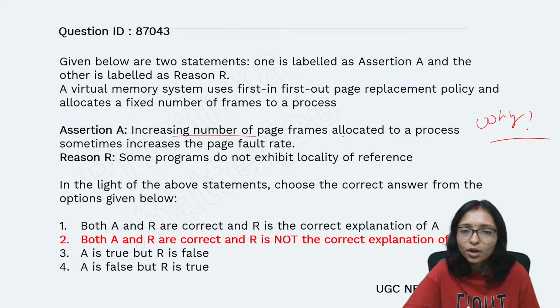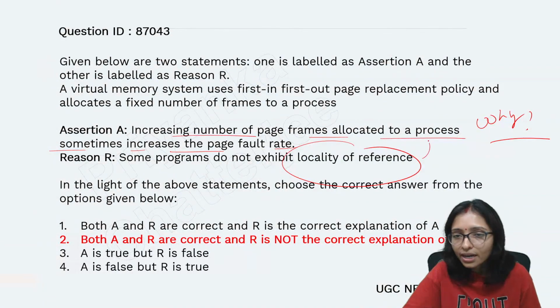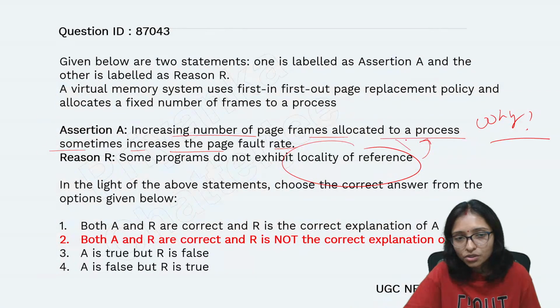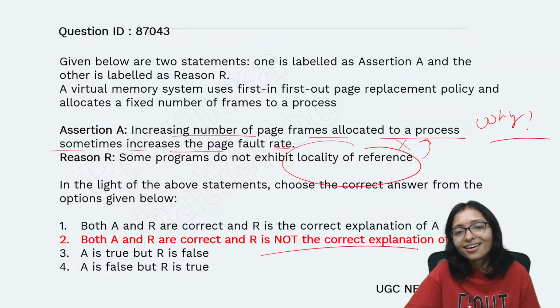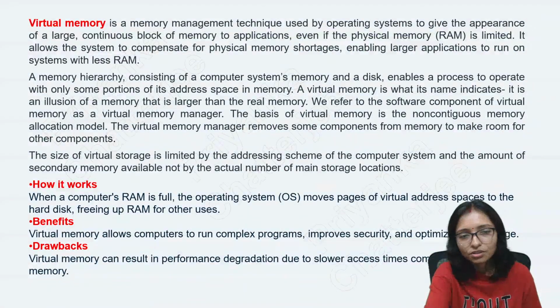Increasing the number of page frames allocated can increase the page faults. The locality of reference is totally different. It is not at all related to this. So this is not a correct explanation. Why are you marking it as the correct explanation? It's not at all.